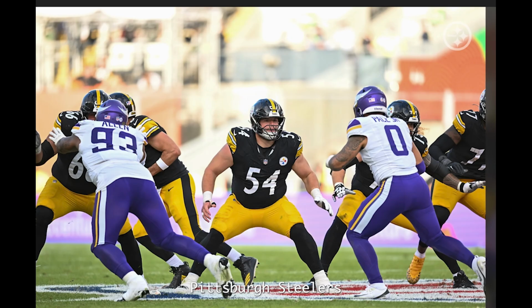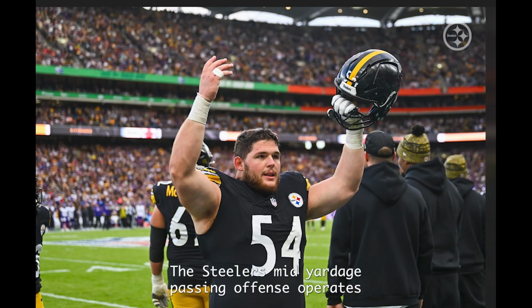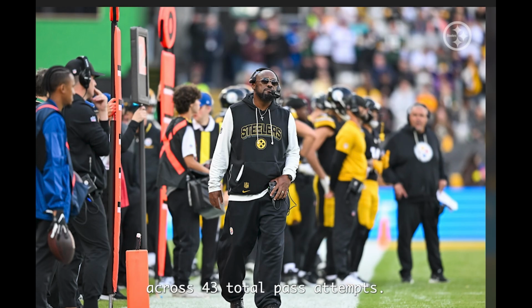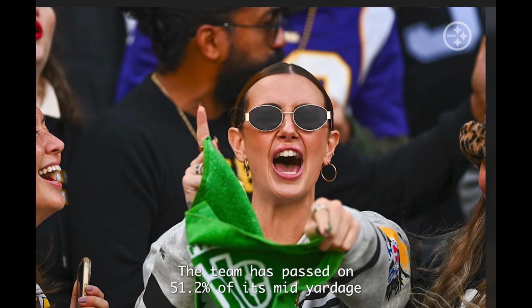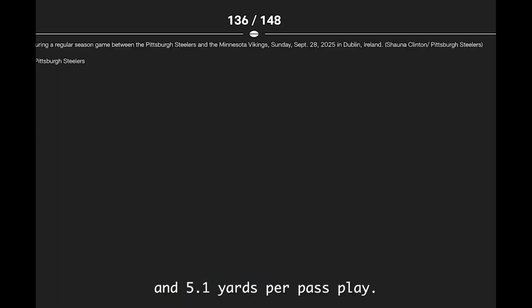Pittsburgh Steelers, mid-yardage passing analysis through Week 6, 2025. The Steelers' mid-yardage passing offense operates as a cautious, low-explosive unit built to sustain drives rather than generate large gains. Across 43 total pass attempts, the team has passed on 51.2% of its mid-yardage plays, averaging 22.4 passing yards per game and 5.1 yards per pass play.